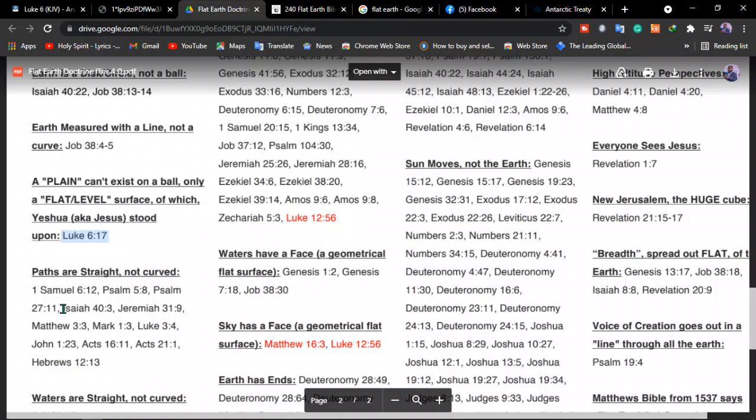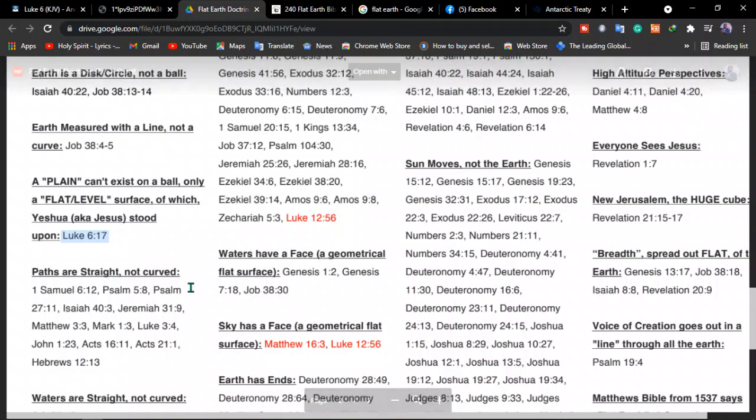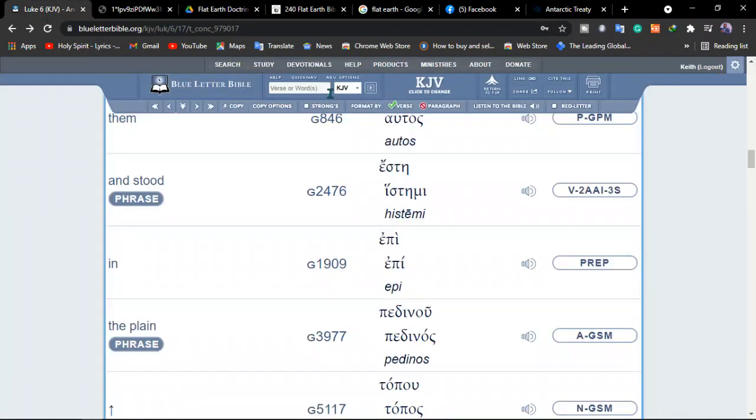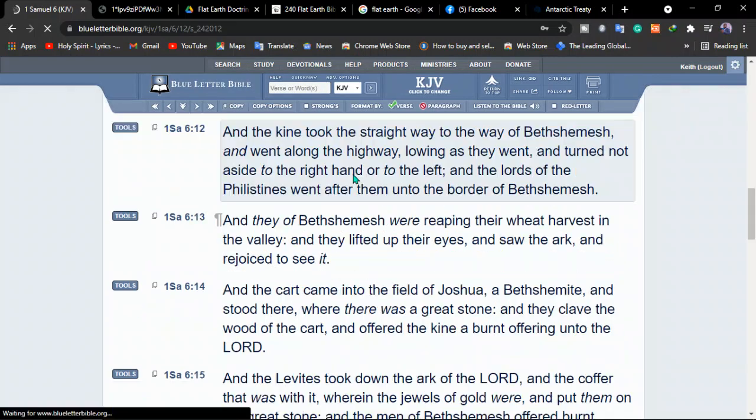Now, look at this. Paths are straight and they are not curved. The paths, ways, different ways, they are straight and they are not curved. Okay? Let's look at 1 Samuel 6:12. This is really interesting. I'm really enjoying this teaching.